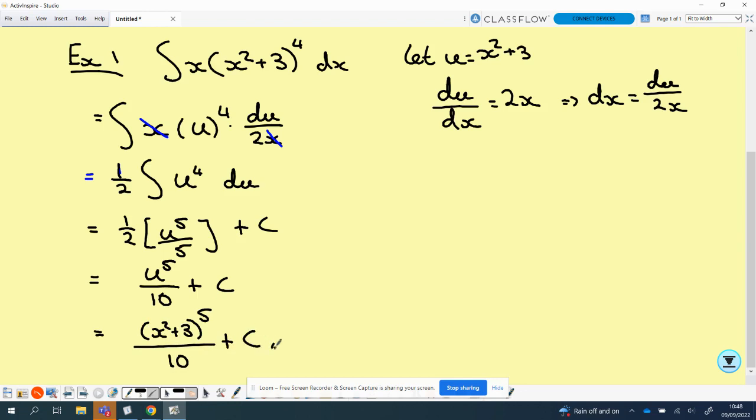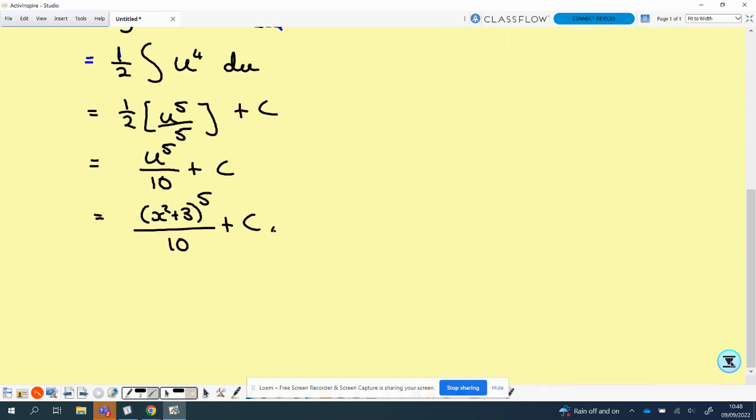Okay, so that's how I could integrate that awkward looking function a lot quicker by doing the substitution. Okay, so that's the scene for the first example. We'll look at a few examples to show you it can make it a lot easier. Okay, so let's look at example 2.